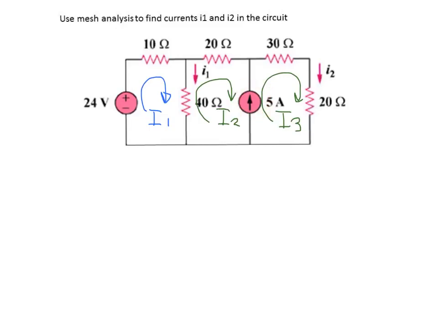mesh 2 and 3, we have a 5 amp current source. Because mesh analysis is the application of Kirchhoff's voltage law, we're interested in adding up all the voltages in the loop, and we can see that we don't know exactly what the voltage across the 5 amp current source is. So in this case, instead of using 3 meshes, mesh 2 and 3 is assigned as the super mesh. So these 2 meshes, I2 and I3, will be treated together as a whole super mesh.